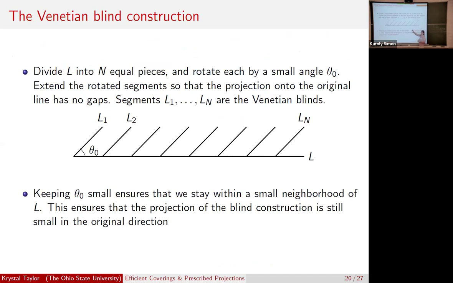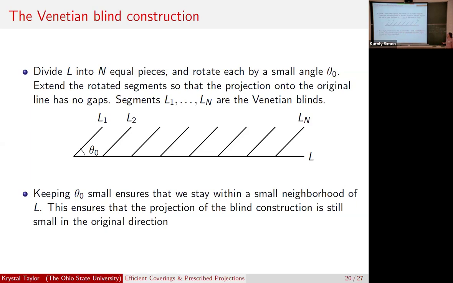So let's make sure theta naught is small so that we're working in a small neighborhood of L. So you'll no longer have just a single point. You have a little interval as long as we stay close to L. And then now, as long as we've tilted these things, if we project this way, which was previously medium, it's now also small. Okay. So keeping, again, theta naught small ensures we stay in a small neighborhood of L. And this ensures the projection of the blind construction is still small in the original direction.